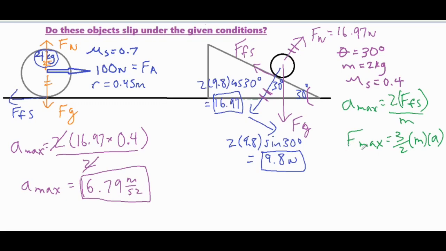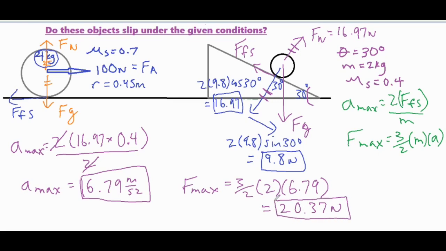Now we're going to go ahead and plug that into our F max formula again. And then for our F max, that's going to be 3/2 times the mass of 2 kilograms times our linear acceleration of 6.79, and then multiply those three, and it comes out to 20.37 newtons. So for this one, this 9.8 newtons is the force that is pulling it parallel down the ramp. So like I said, that's the equivalent of this one over here.